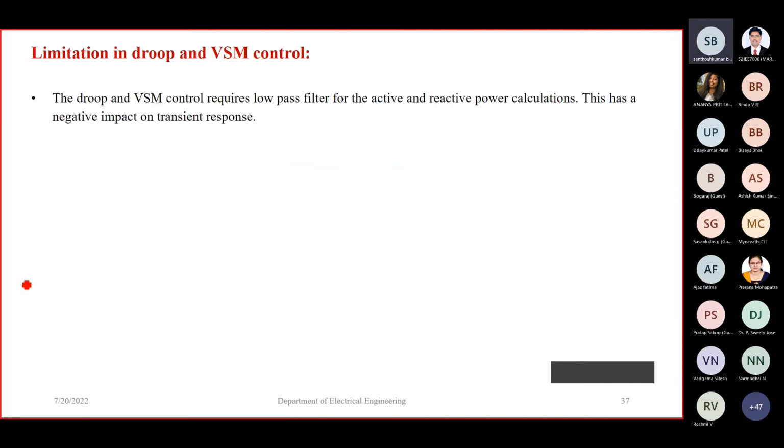A limitation in droop and VSM control is that we are using a low pass filter or averaging. Previously I told you we are using some average values. This has a negative impact on the transient response. So the VOC is the time domain controller. Now I am going to explain the VOC.